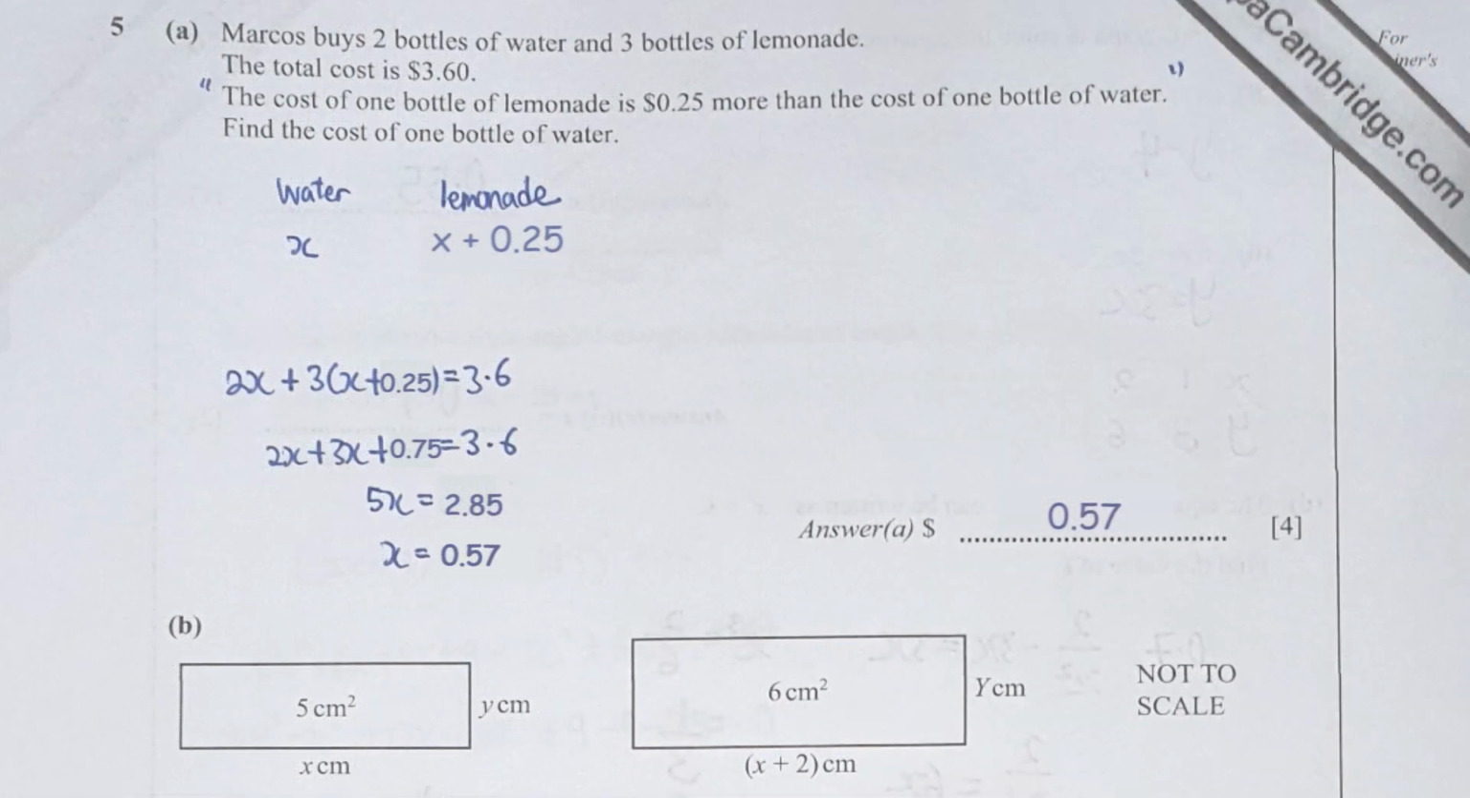So for question 5 part A, the key information is actually hidden in the term that goes, the cost of 1 bottle of lemonade is 0.25 more than the cost of 1 bottle of water. So when your water is x, your lemonade price would go by x plus 0.25. So by substituting 2 times x plus 3 bracket x plus 0.25, your cost will be 3.6. So after the calculation, you will get your final answer.